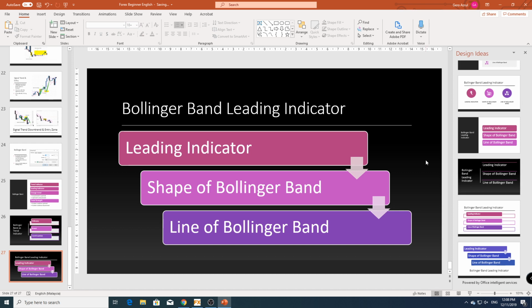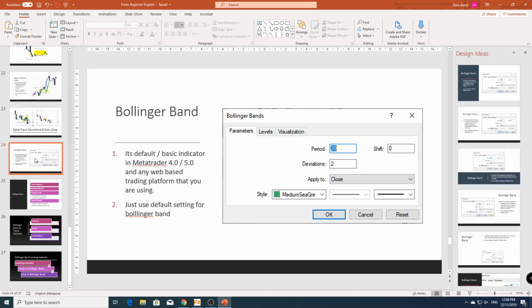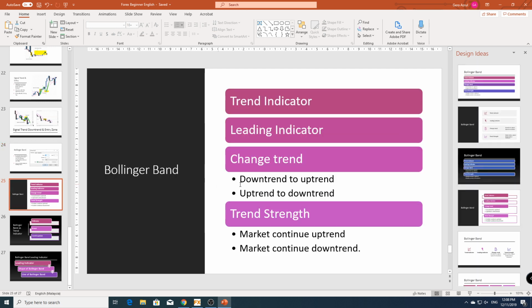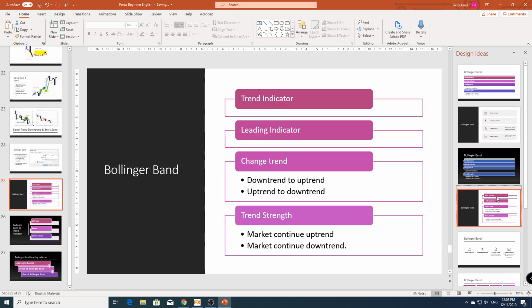Okay, so what we use as a leading indicator is the shape of the Bollinger Band and the line of the Bollinger Band. All right, so this is a leading indicator, the shape of the Bollinger Band. We're using the default Bollinger Bands. This is a basic indicator in MetaTrader, and this is usually the setting for the Bollinger Band. So we need to understand back. I'm going to review it again and again because it's really important for you to understand, and also you need to take note.